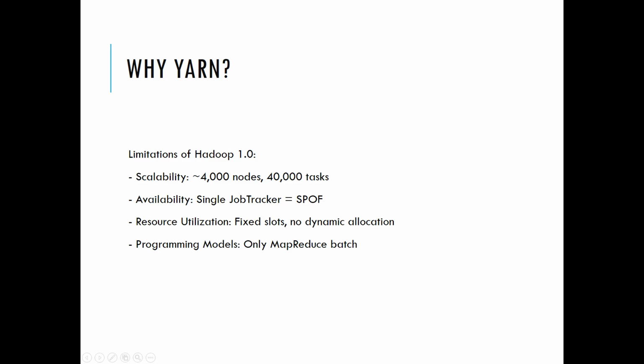The development of YARN was driven by significant limitations present in the original Hadoop 1.0 architecture. First, scalability was constrained, with practical limits of around 4,000 nodes and 40,000 concurrent tasks. Second, availability was a major concern because the single job tracker component represented a single point of failure, or SPOF. Third, resource utilization was inefficient due to static map and reduce slots, preventing dynamic allocation. And finally, it only supported the MapReduce programming model, limiting the framework to batch processing alone.